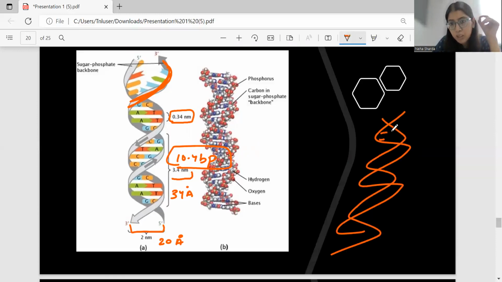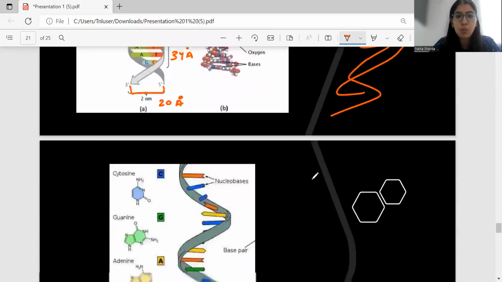Now these nitrogenous bases will form at the center, and one helical turn is 3.4 nanometers and contains 10 to 10.4 base pairs.